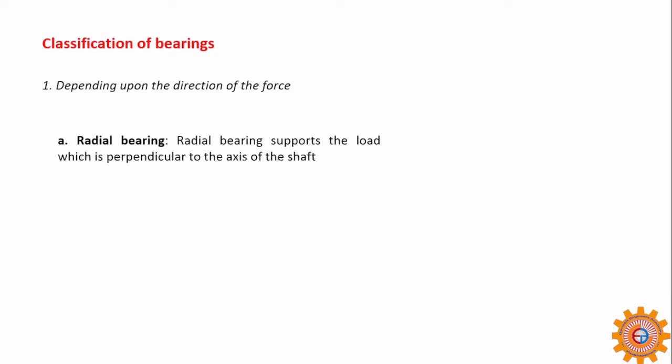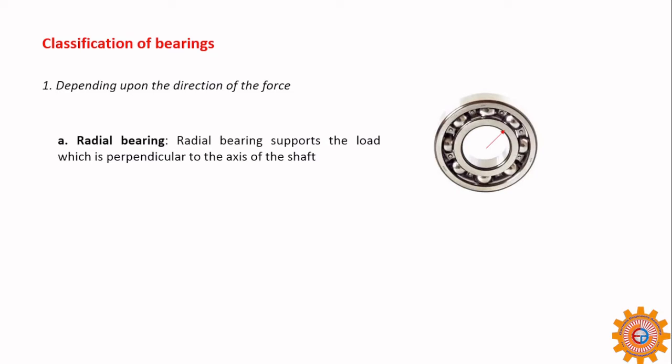The classifications of bearings. Classify one as radial bearing. Radial bearings are bearings which support the shaft radially. That means it takes the load radially. So the radial bearing supports the load which is perpendicular to the axis of the shaft. This is the example. So this red mark will show us the radial load.